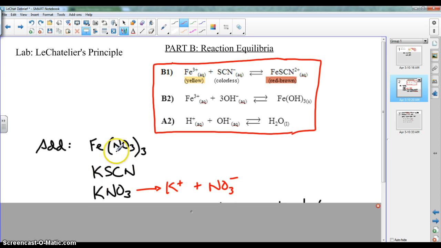In fact, notice that iron 3 nitrate has nitrate, potassium thiocyanate has potassium in it, but they are not the reactive species that change color in solution. All right, let me erase all these markups here.